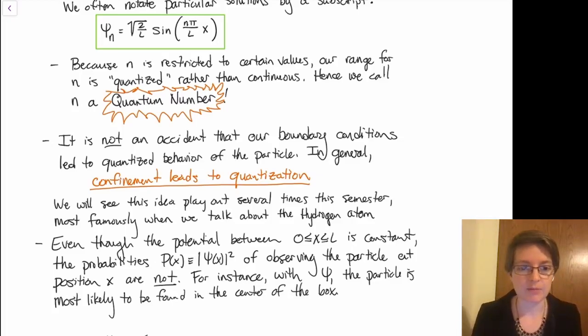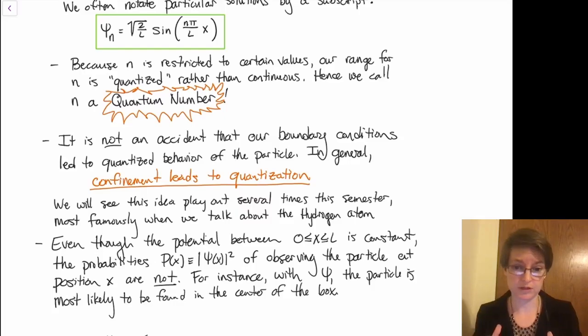The last thing that I want to point out is that even though our potential between 0 and L is constant, the wave function squared, p of x, is not constant. And so I'm going to show you a kind of interactive GUI of this so that we can see what these probabilities look like for different values of n.